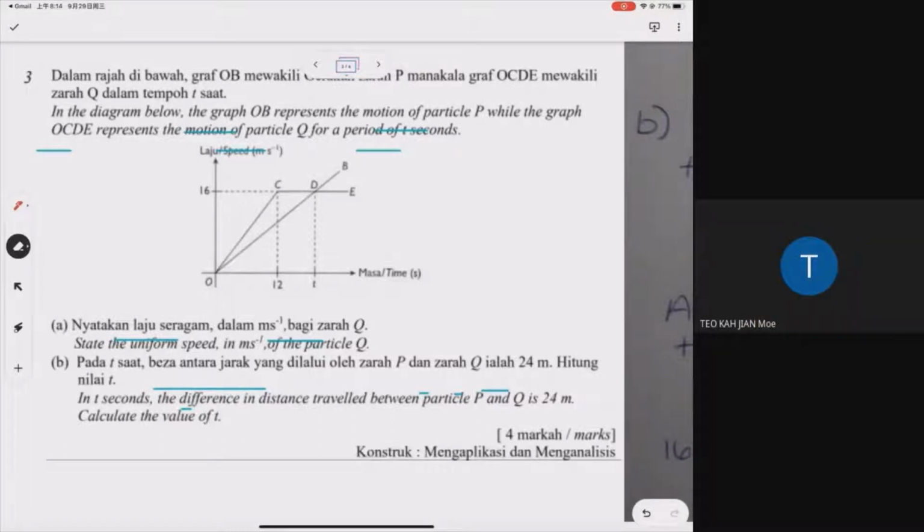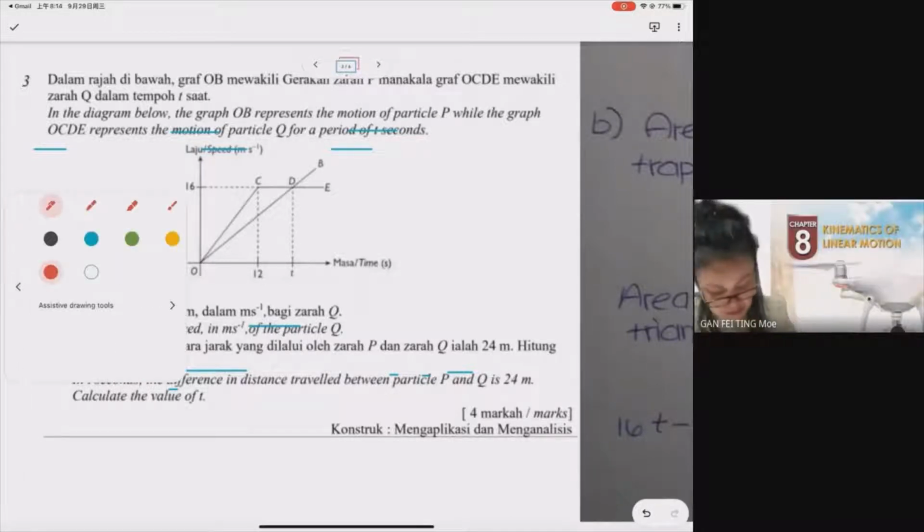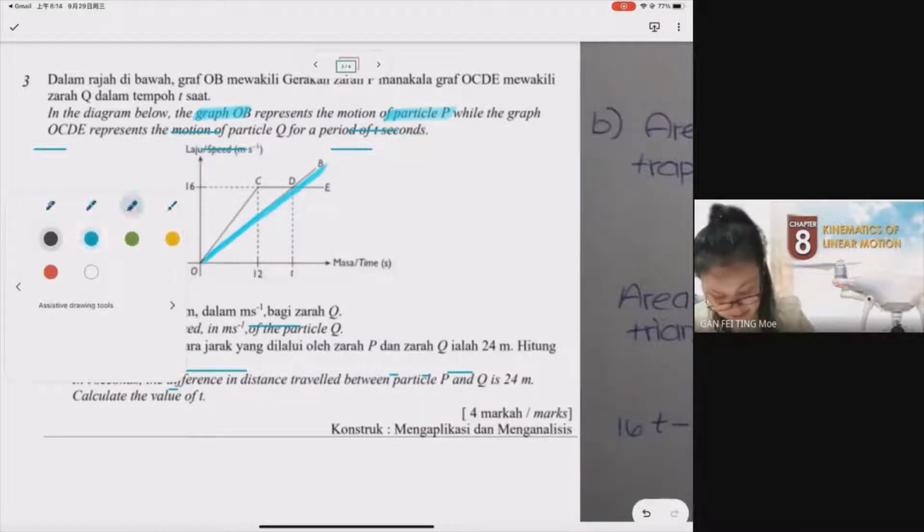Teacher. Kajen. In the diagram below, the graph OB represents the motion of particle P, while the graph OCDE represents the motion of particle Q for a period of t seconds. Okay, because we are using Jamboard, that's why the highlight is running. The graph of OB represents the motion of P. Where is OB? This is OB. Then this is P. You label this as P.